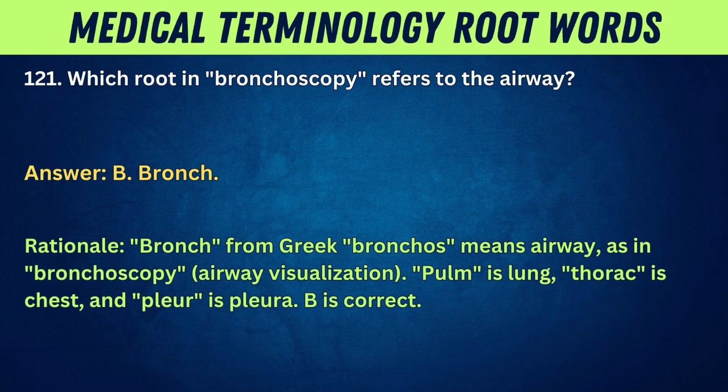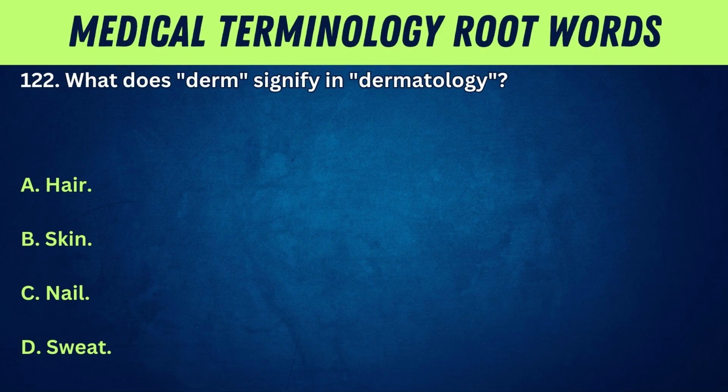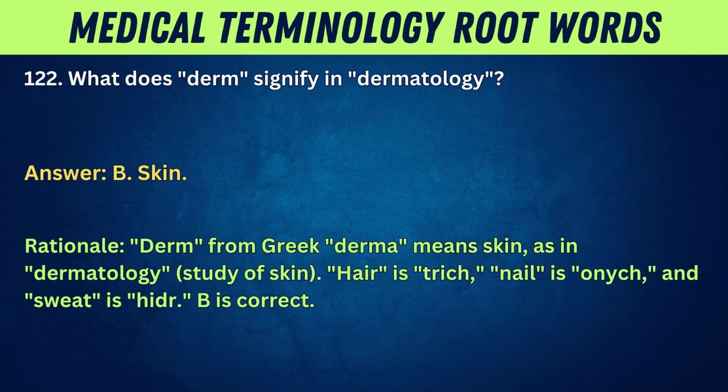B is correct. 122. What does derm signify in dermatology? A. Hair. B. Skin. C. Nail. D. Sweat. Answer: B. Skin. Rationale: derm from Greek derma means skin, as in dermatology, study of skin. Hair is trich, nail is onyx, and sweat is hydr.